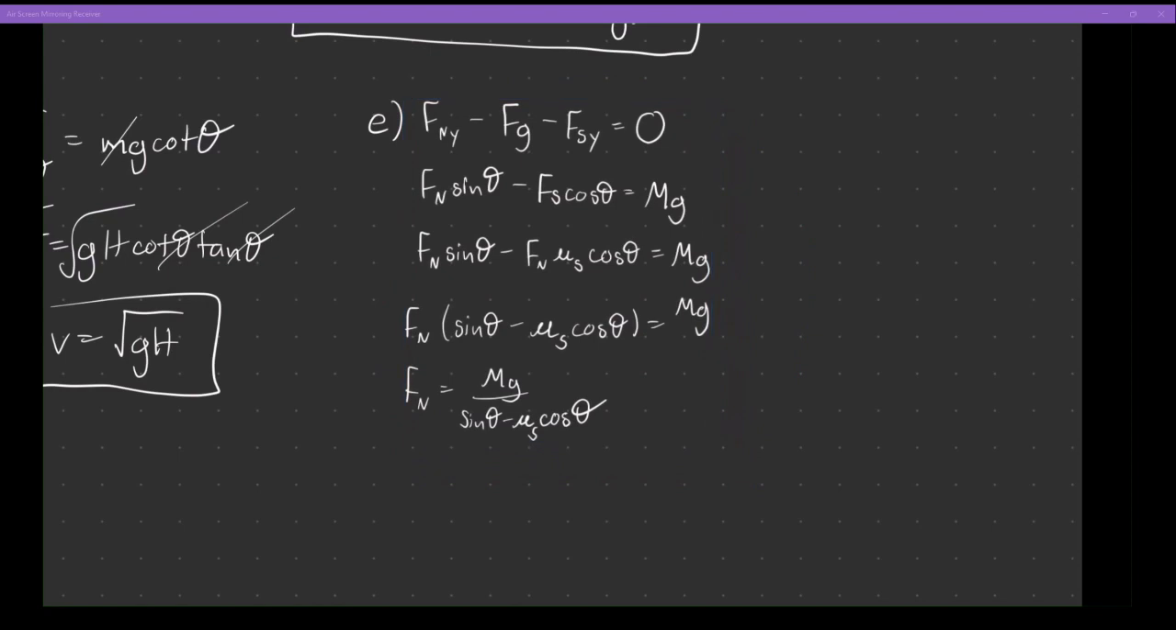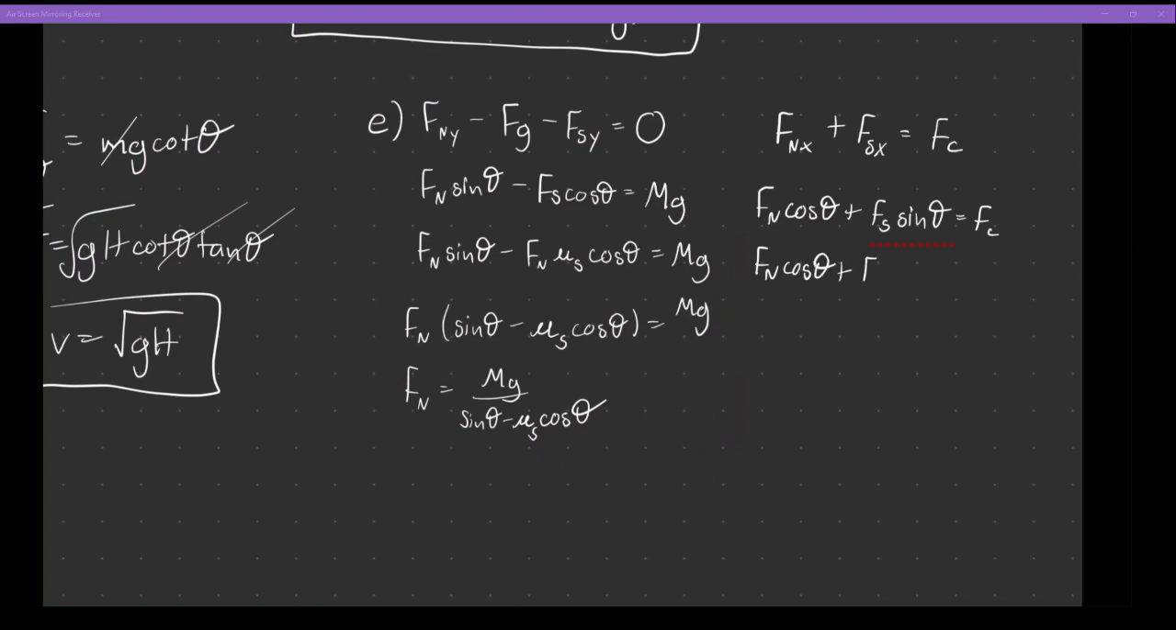Now I'm going to solve for the x direction. I know it's F_nx plus F_sx equals F_c. So here it's F_n cosine of theta plus F_s sine theta equals F_c. Now I will take this F_n I got right here and plug it in. Actually, let me expand F_s first to make it easier.